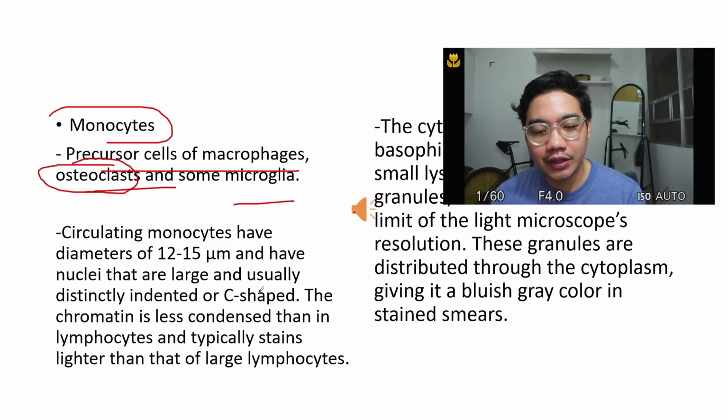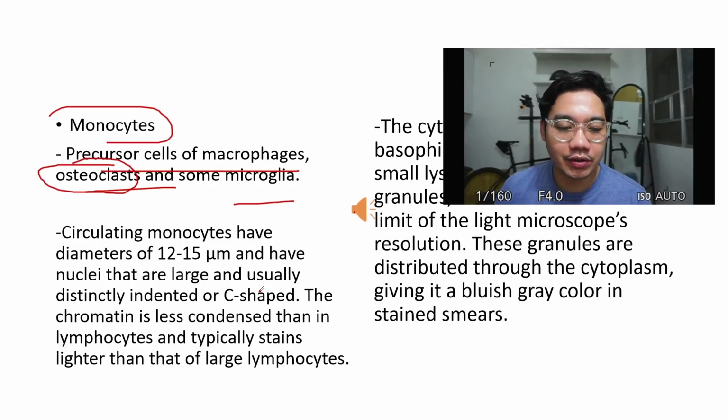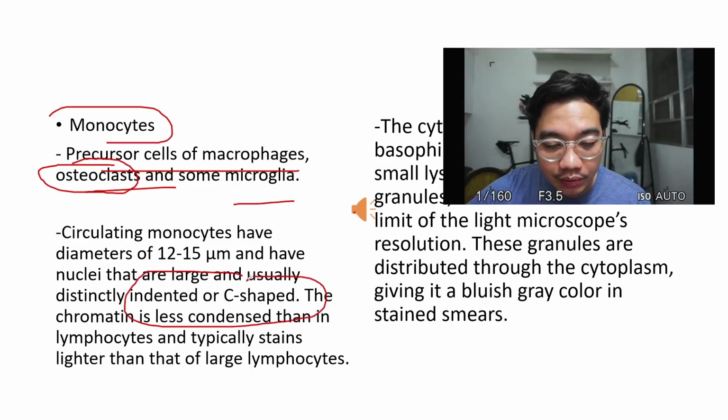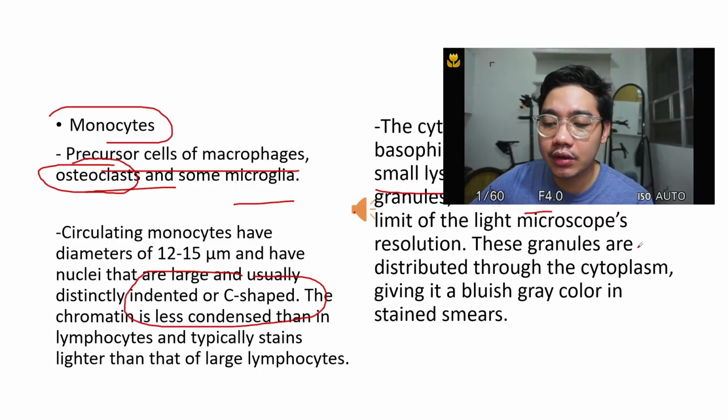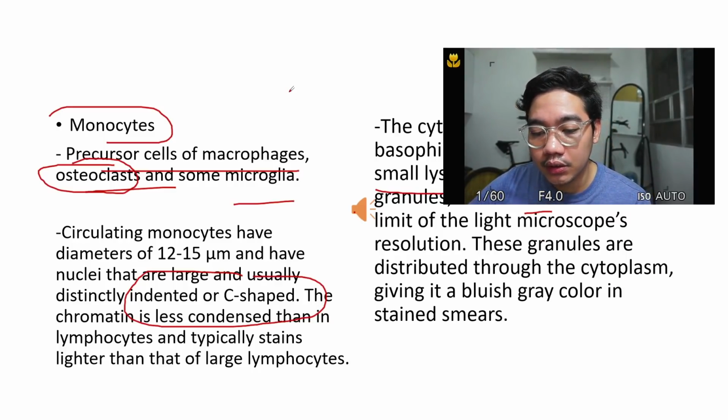So circulating monocytes distinctively have an indented, C-shaped nucleus, no. Here the chromatin is less condensed than in your lymphocytes. They have many small lysosomal and azurophilic granules. Usually it's really hard to see the granules of the monocyte, no.